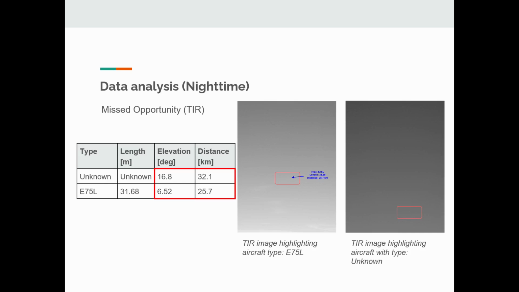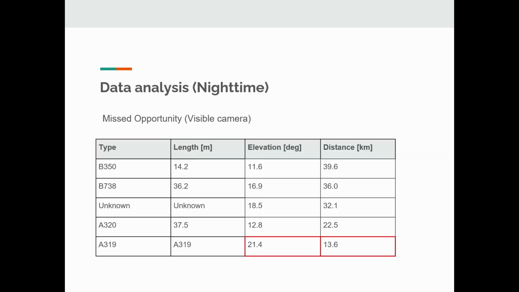Looking at the missed opportunities for thermal infrared, there are two. When we looked into the image, we found those aircraft are at very low elevation and at a distance of around 32 kilometers. The other one is at 26 kilometers. If we look at the corresponding image, we can barely spot the aircraft. There is actually an aircraft, but you have to pay really close attention, and hence the algorithm could not identify the aircraft in the image.